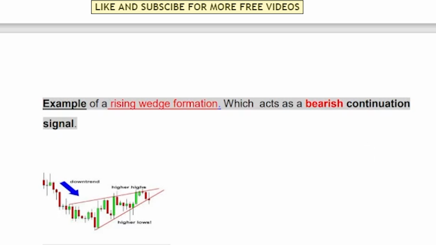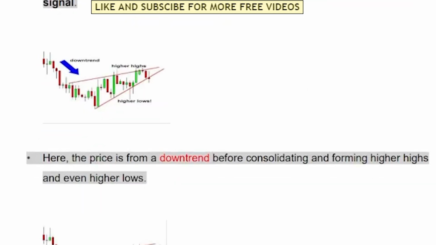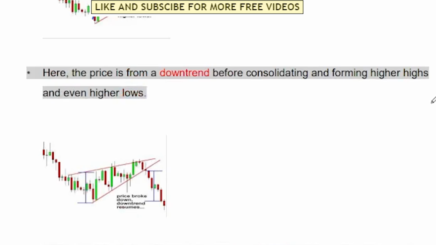I also explained it from there in our example, but let's take a look here. Here the price, as you can see, is forming a rising wedge. The price is coming from a downtrend, before consolidating and forming higher highs, as you can see here, higher highs, higher highs. So we wait for the breakout from the down area.